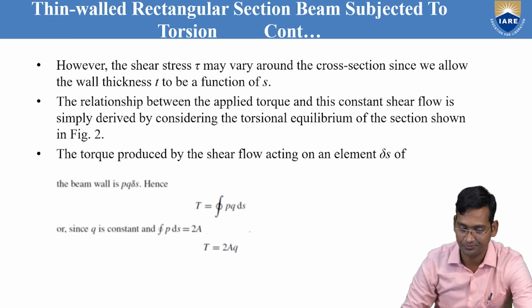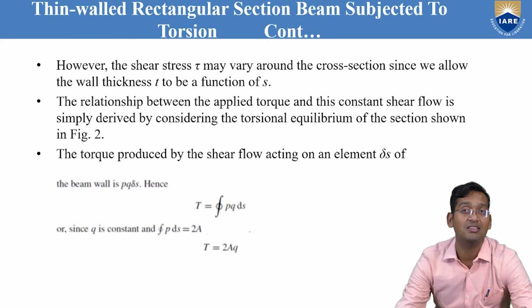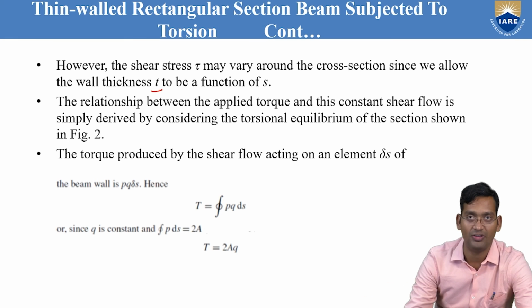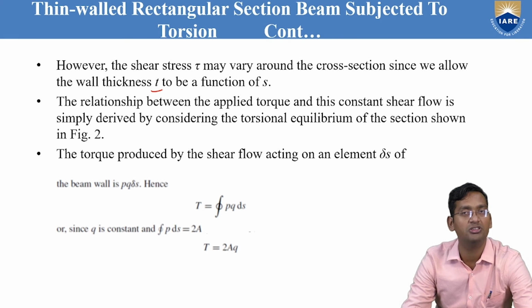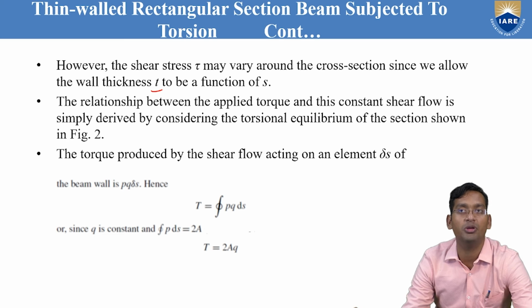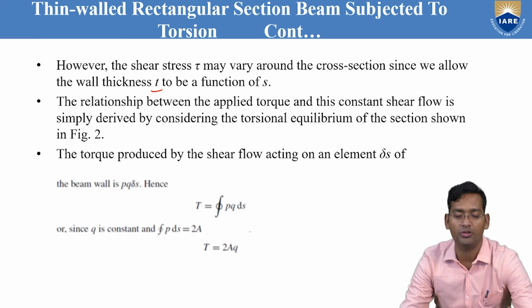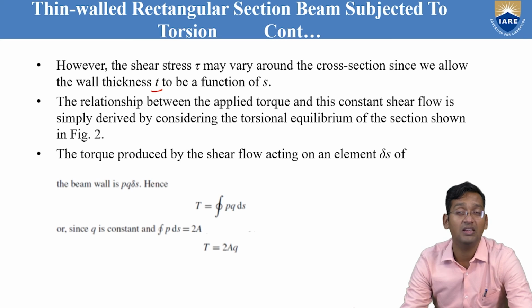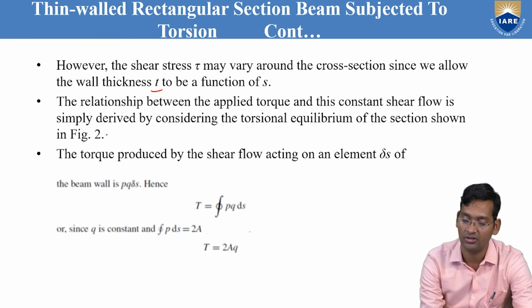However, the shear stress tau may vary around the cross section, since we allow the wall thickness t to be a function of s. As s is changing, t will change, so we can say that tau may vary around the cross section. It simply depends on the cross section of that beam. The relationship between the applied torque and this constant shear flow is simply derived by considering the torsional equilibrium of the section shown in figure 2. We already saw this and will use the same.